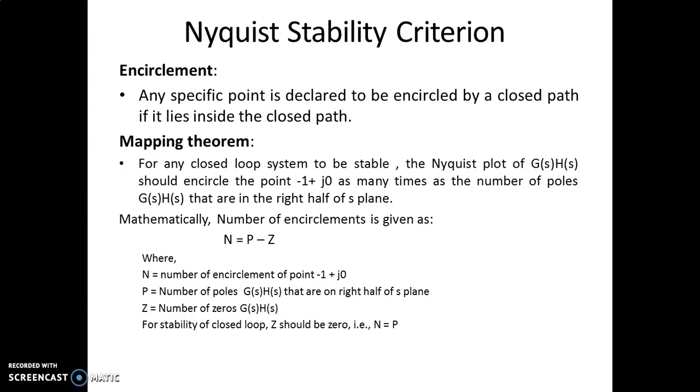Mathematically, we can express this as: the number of encirclements is given as N equal to P minus Z, where N is the number of encirclements of the point -1 plus j0, P is the number of poles in the right half of the S plane, and Z is the number of zeros. For stability of the closed loop, Z should be 0. That means N is equal to P.